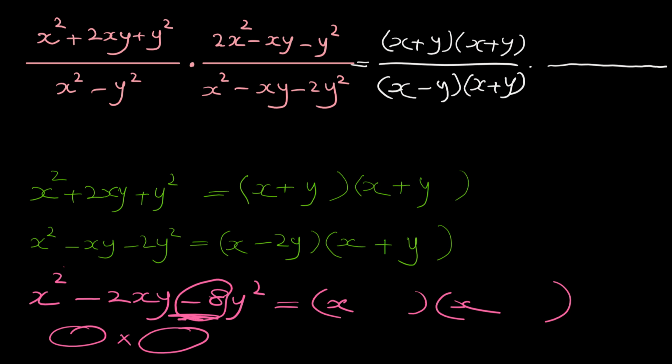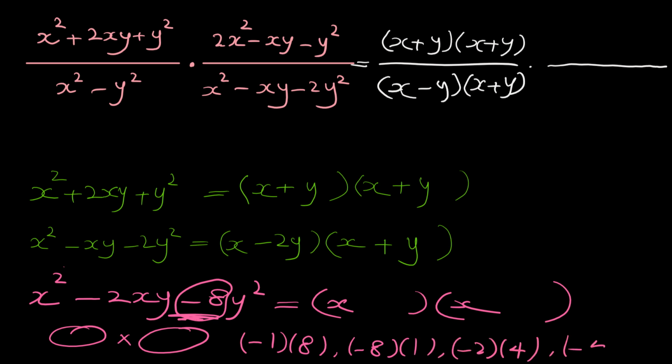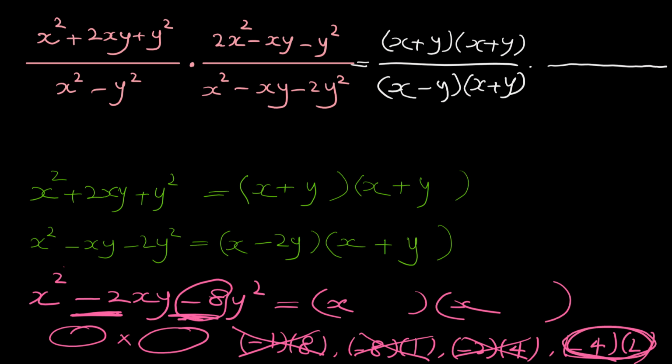Focus on negative 8. What are the numbers whose product is negative 8? They can be negative 1 times 8 or negative 8 times 1, or negative 2 times 4 or negative 4 times 2. But between all of these pairs, which one is the answer? We are looking for the one whose sum is negative 2. So this is not the answer, this is not the answer. Negative 2 plus 4 is positive 2, no. So this is the thing that we look for.